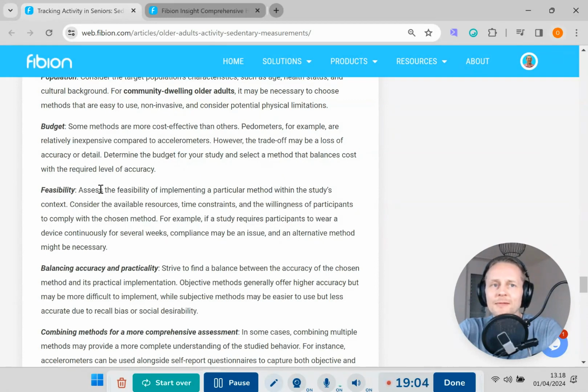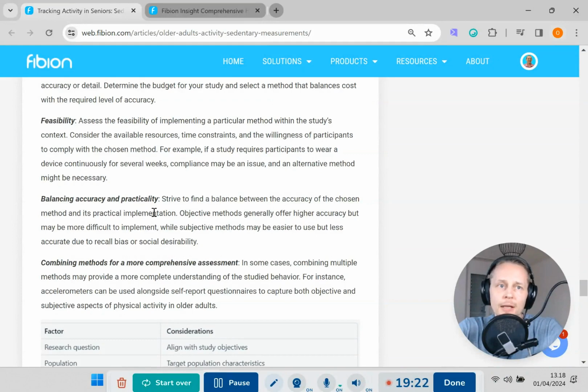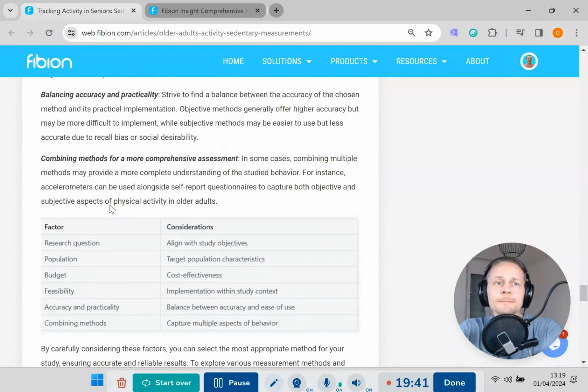And I cannot stress enough: do a pilot, test it in real conditions with real participants and see how it works, and you will probably learn many things that you cannot think of beforehand. And balancing accuracy and practicality. So the goal is to find a balance between the accuracy of the chosen method and its practical implementation. And of course, what is the research goal? How accurate do you need to be? Base the decision on that.